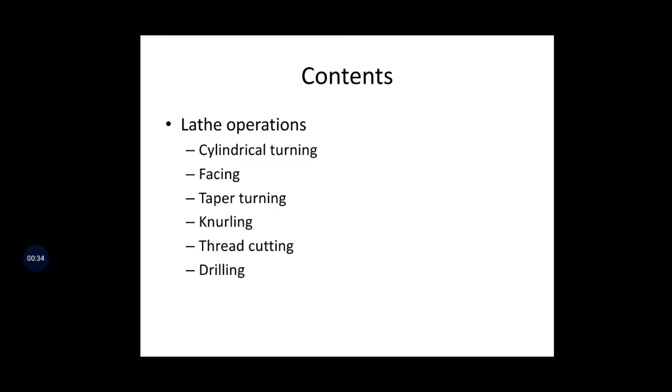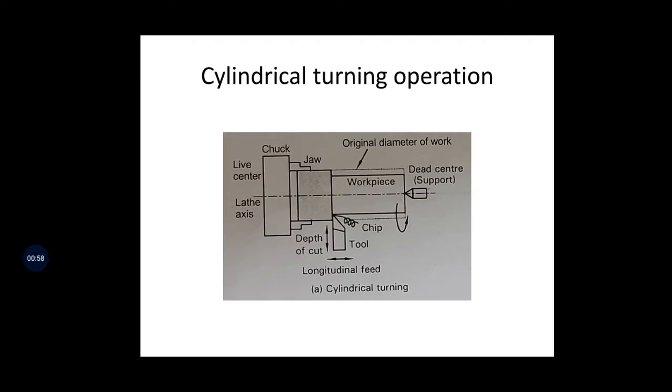In today's class, we are going to discuss the various operations that can be performed in the lathe: cylindrical turning, facing, taper turning, knurling, thread cutting, drilling. So all these operations are there. More than these operations can also be performed. From the syllabus point of view, just these operations are specified in the syllabus. So we will discuss how these operations are performed.